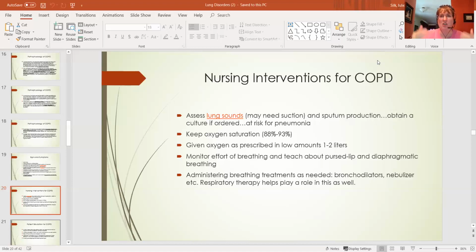So they tend to not breathe as much, and they can end up going into respiratory distress and have respirations that are really slow and low. So it can really cause a big problem. So we like to keep their SATs between about 88 and 93%. So if they're okay at 88, we are fine with that.